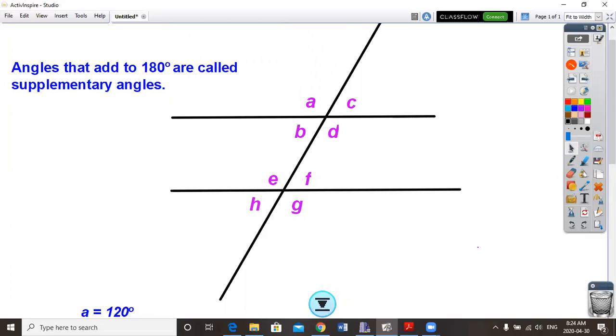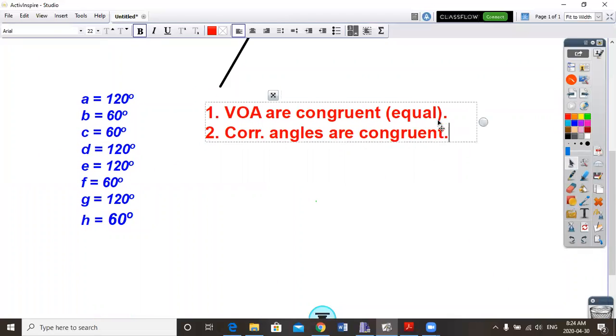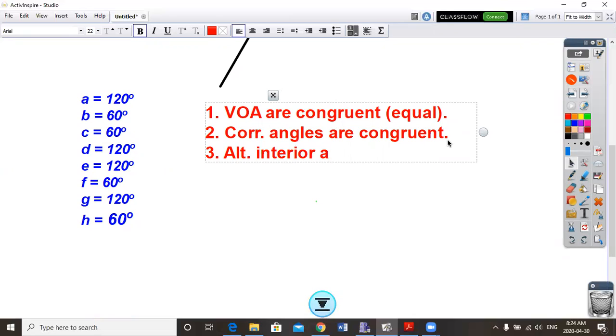Okay, so what we can conclude then is number 3. Alternate interior angles are congruent. Let's expand that a bit. Okay, look at the 4th one after.